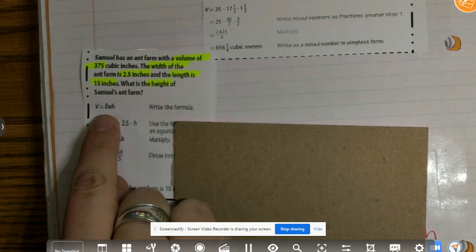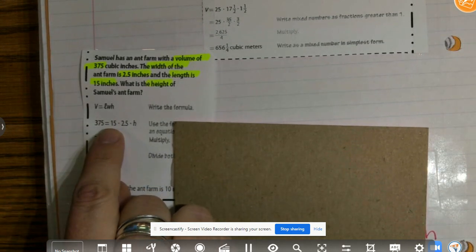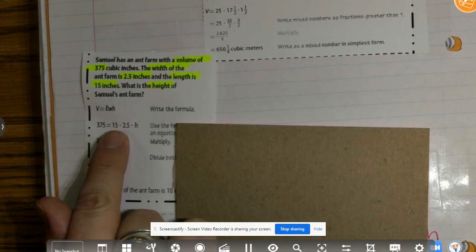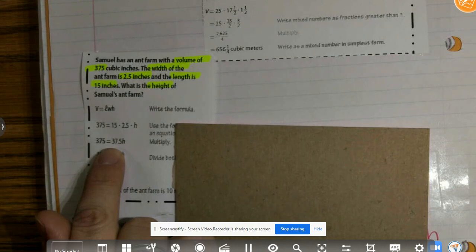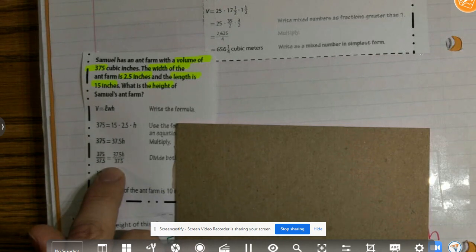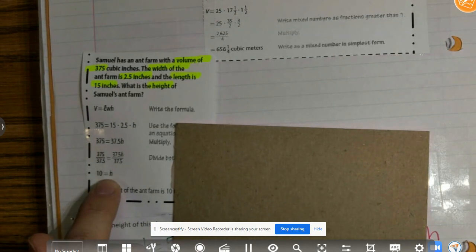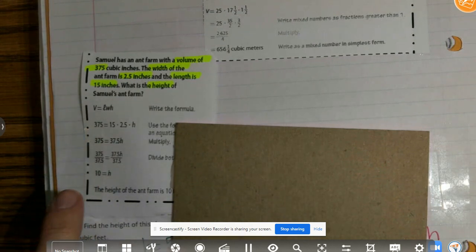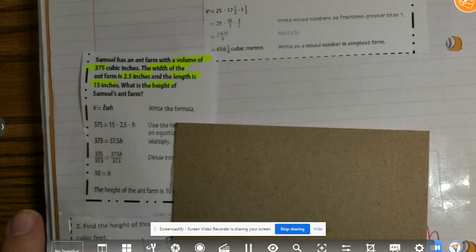So you find the information that you need, you write your formula, you plug in what you know, and you start solving. So 15 times 2.5 gives me 37.5, times something gives me 375. We divide each side by 37.5, and that something, that height, equals 10. It would be 10 inches, not 10 inches squared, not 10 inches cubed, just 10 inches, because it's one dimension.